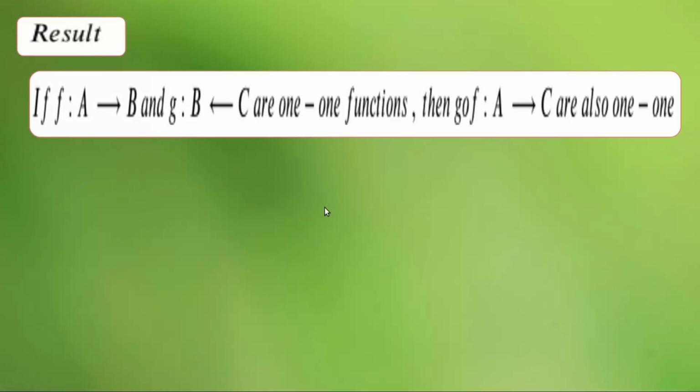And 1-1 means different elements have different images. That's 1-1. The proof technique is that f of x1 equal to f of x2 implies x1 equal to x2, then f is 1-1. This is the condition.